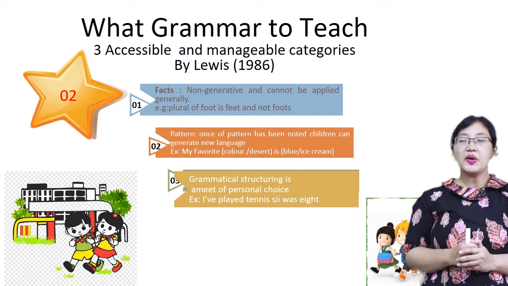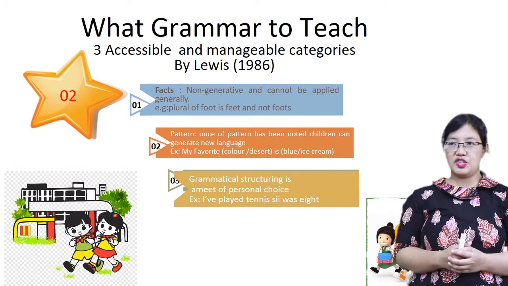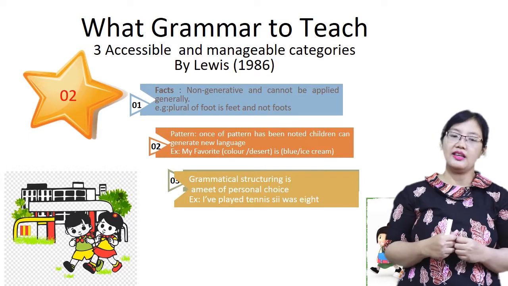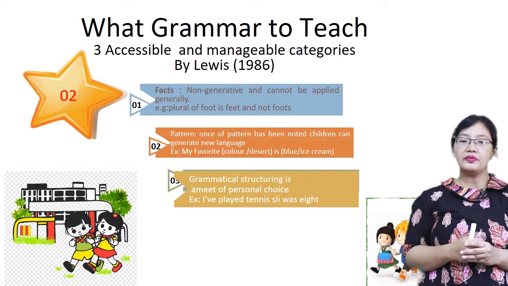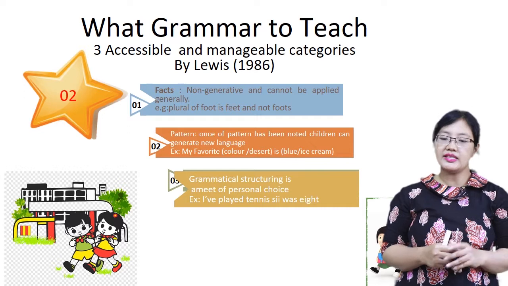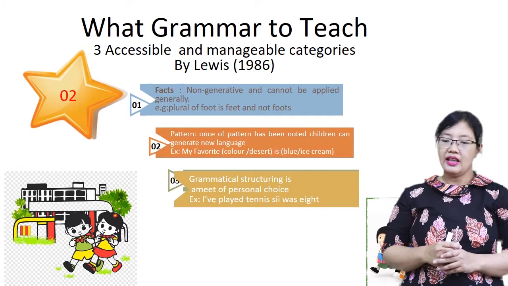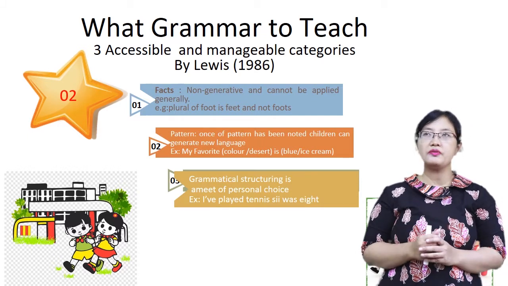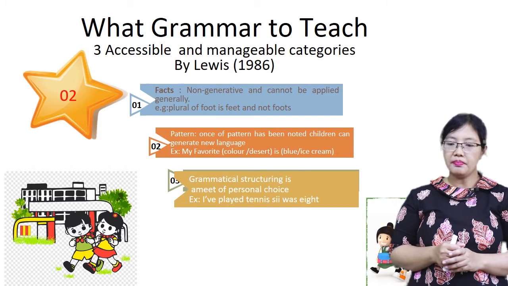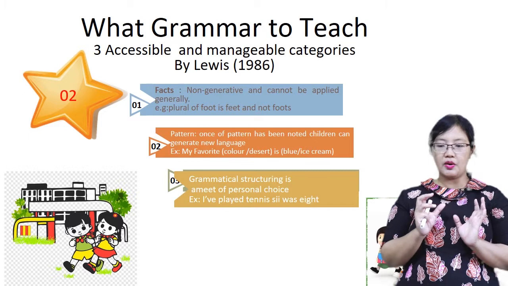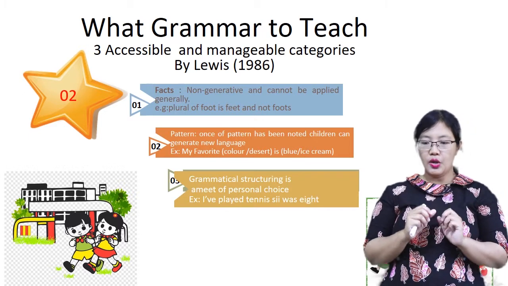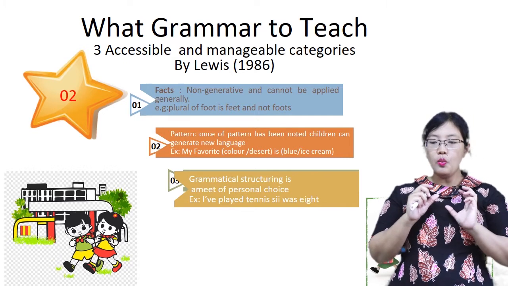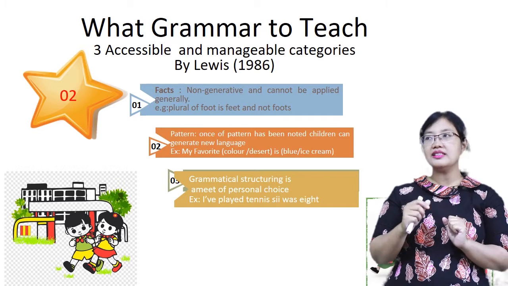The second, I want to explain what grammar to teach. Based on Lewis 1986, there are three examples of manageable categories, and the first one is the fact. They are not generative and cannot be applied generally. A pupil can become aware of the category, and can be encouraged to simply accept them for what they are and learn them.